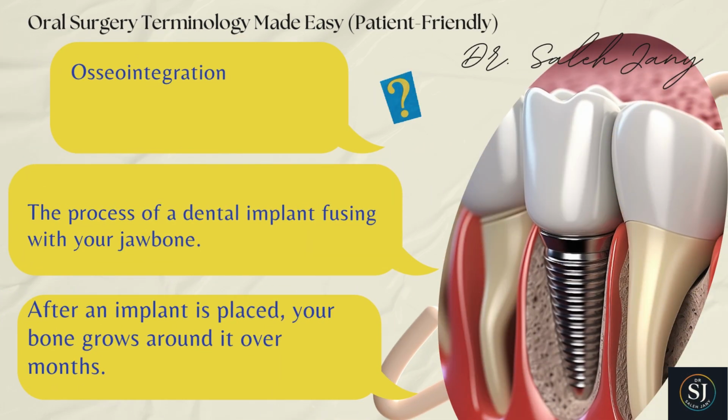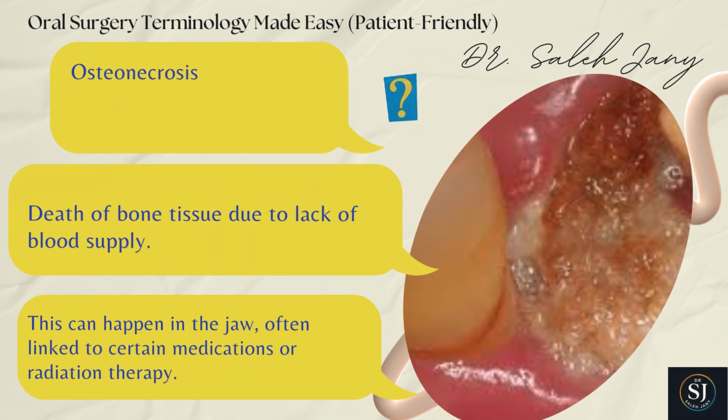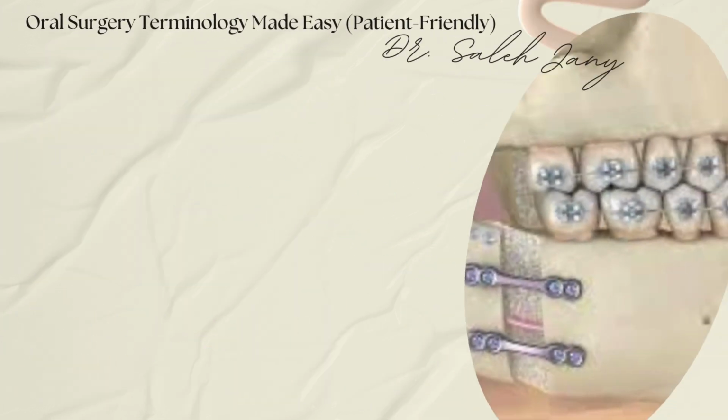Osseointegration. What it means: the process of a dental implant fusing with your jawbone. Explanation: after an implant is placed, your bone grows around it over months. Osteonecrosis. What it means: death of bone tissue due to lack of blood supply. Explanation: this can happen in the jaw, often linked to certain medications or radiation therapy.